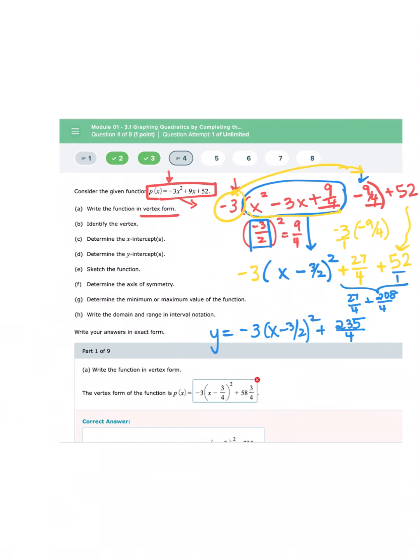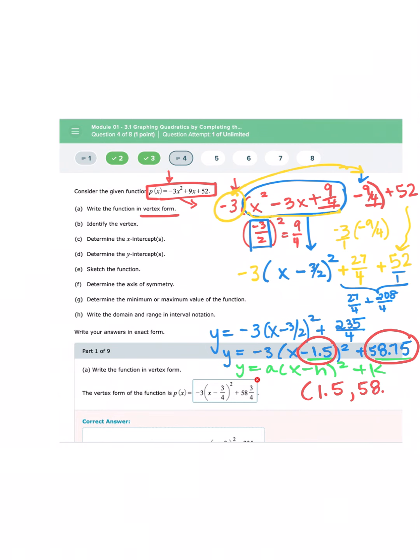So then we can also write it with decimals if that makes you feel a little bit better. This would be -3 times x minus 1.5 squared plus 235 divided by 4, which is 58.75. So then from here, because it's in vertex form, which is y equals a times x minus h squared plus k, you can see that the h is that 1.5 and the k is 58.75. Or if you think about it in terms of transformations, it's shifting to the right 1.5 and then up 58.75. So that would be the vertex. Again, you can keep it as those fractions or as the decimals.